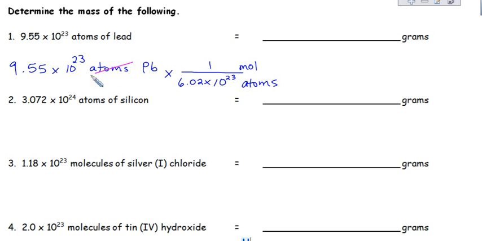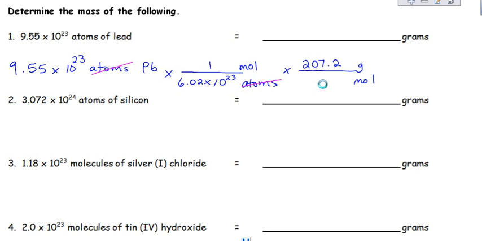Atoms will cancel, and I'd be at moles. If it asked me how many moles, I'd be done. But if I need to go to grams, I just tack on 1 more. Cancel moles, let's put it in grams. The grams will come off a periodic table. This is lead. 207.2 is my molar mass. And that mass is just for 1 mole of lead.